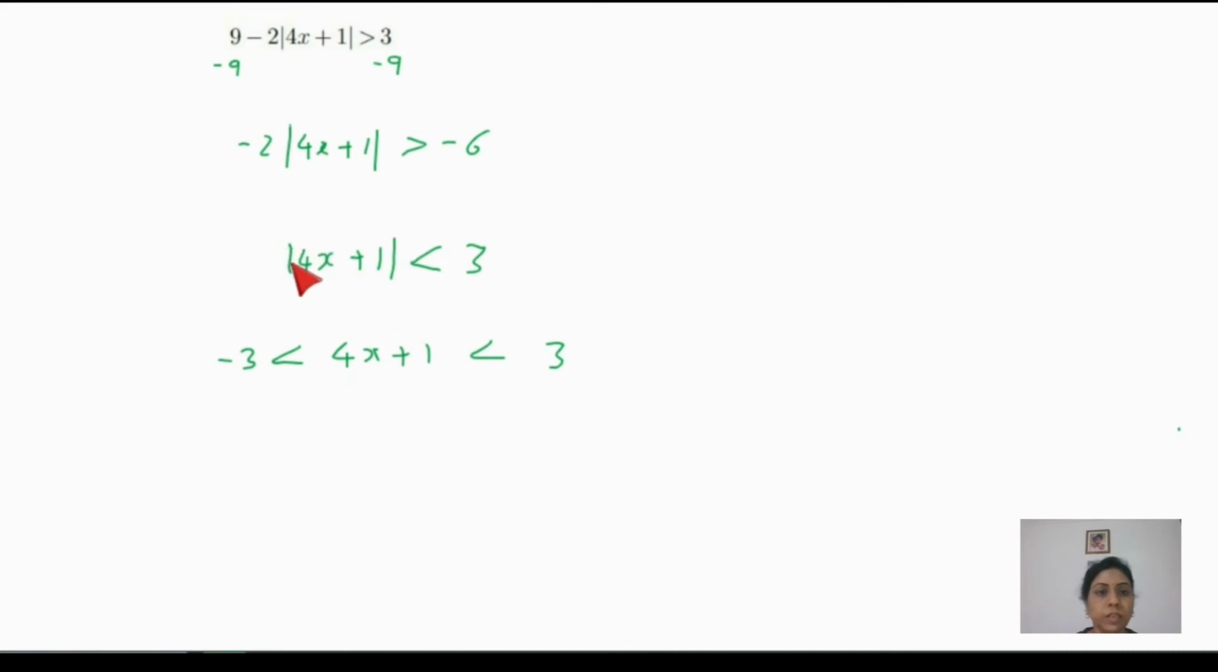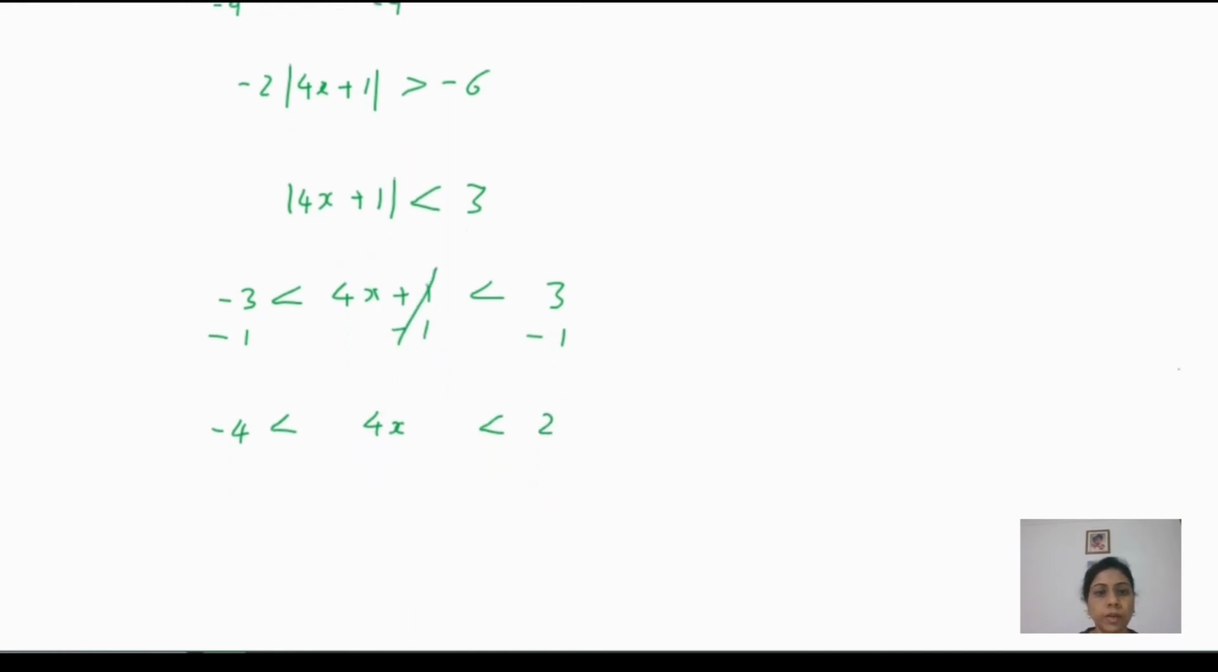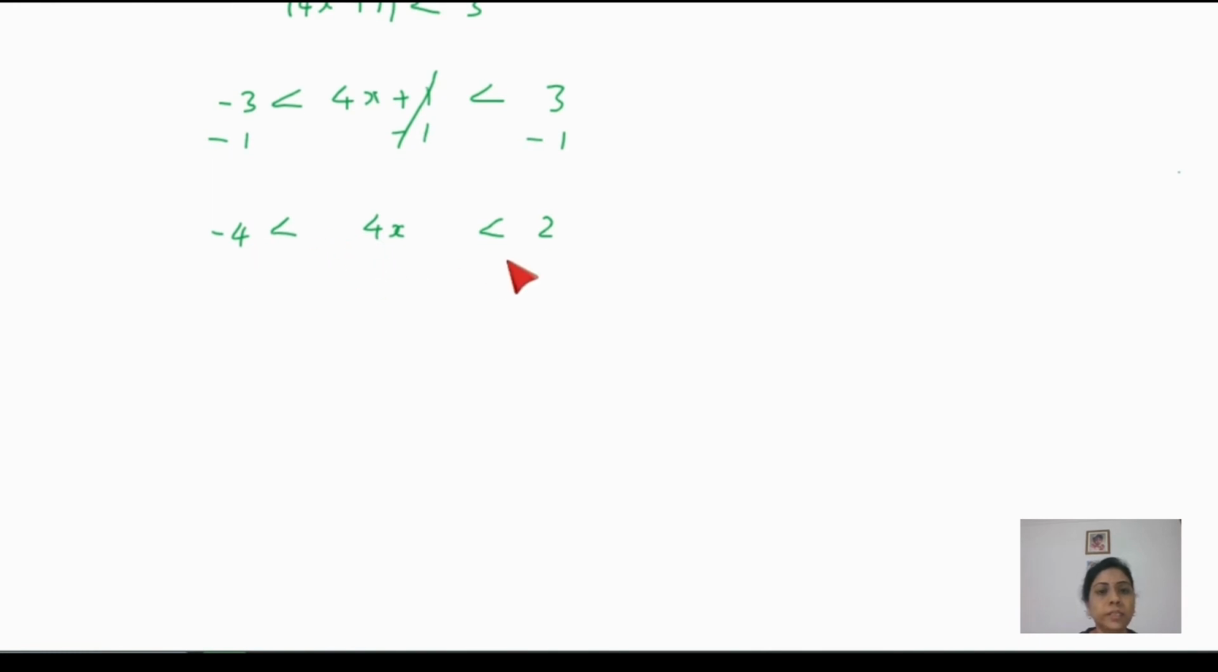This value is between minus 3 and 3. For that, we have to solve for x. So we subtract 1 from all sides: minus 3 minus 1 is minus 4, less than 4x, less than 3 minus 1, which is 2. Now we divide all sides by 4: negative 4 upon 4, 4x upon 4, 2 upon 4. This gives negative 1 less than x less than 1 upon 2.